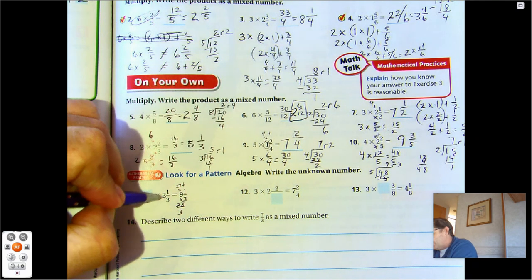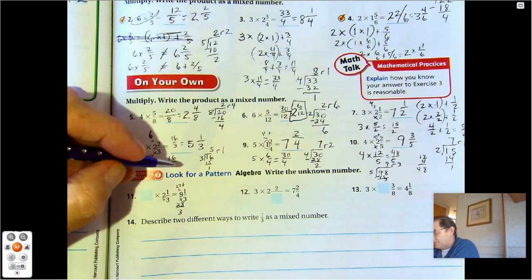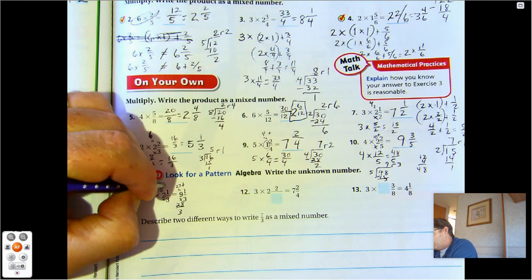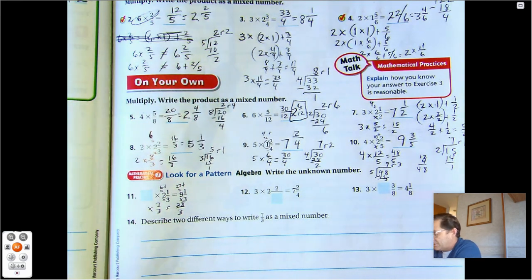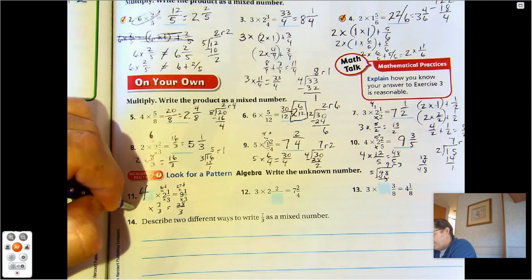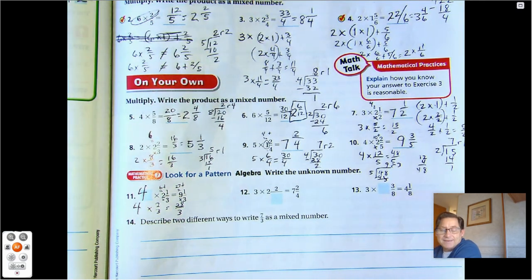This 2 and 1/3, every whole number has 3 parts. So 6 plus 1, that's 7/3. So 7/3 times what would give me 28/3? 4. 4 times 7 is 28.